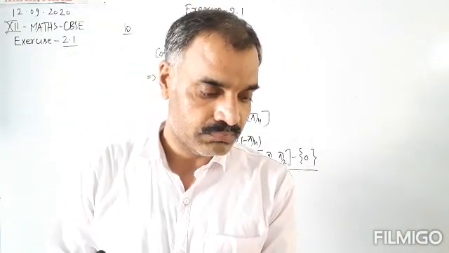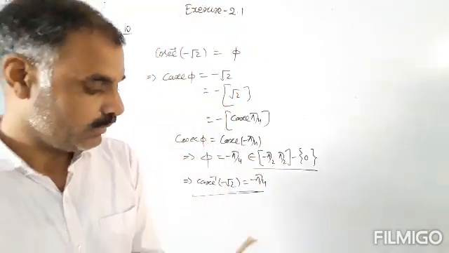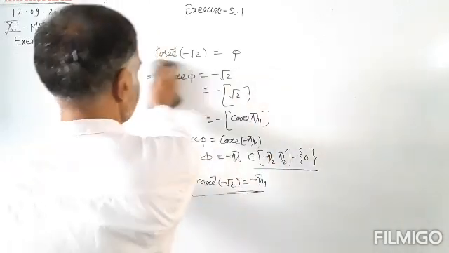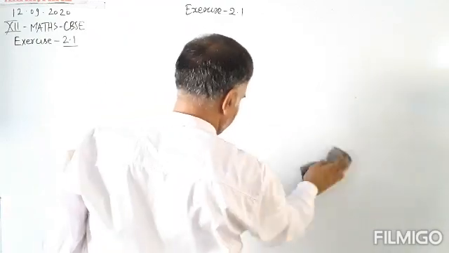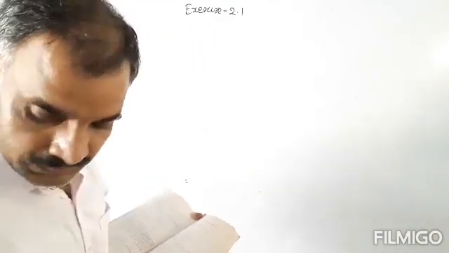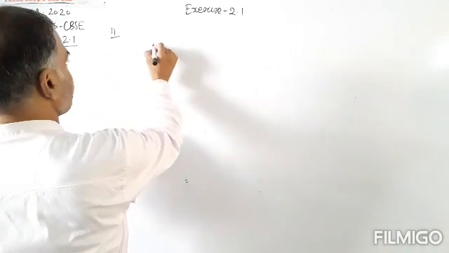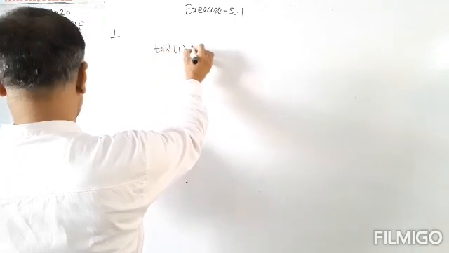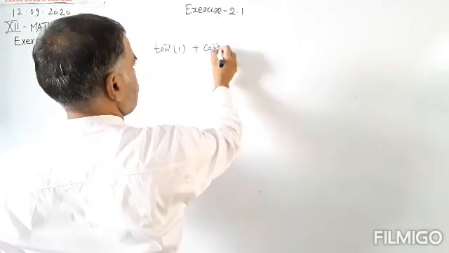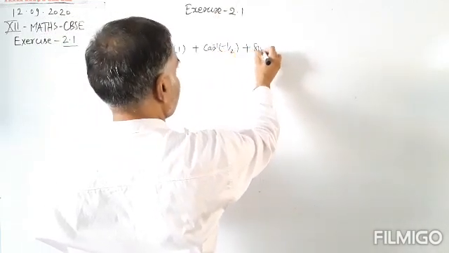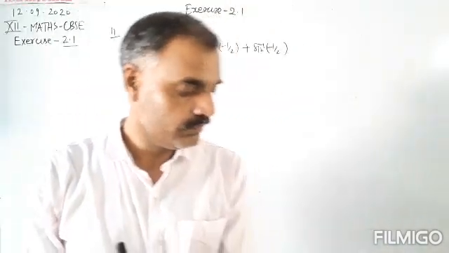Now we will discuss question number 11 of exercise 2.1. Question number 11 is: evaluate the following: tan inverse 1 plus cos inverse minus 1 by 2 plus sin inverse minus 1 by 2. We have to find the value of this.